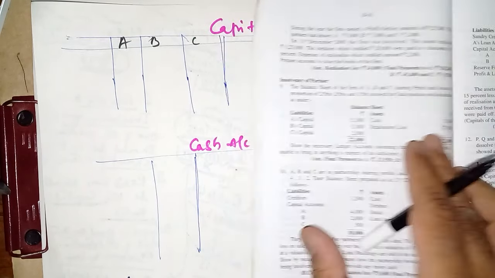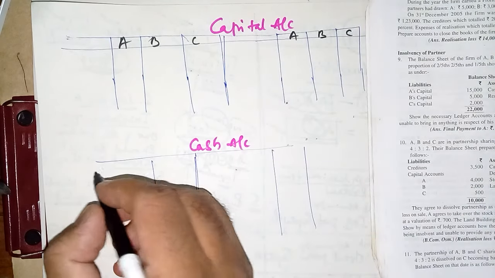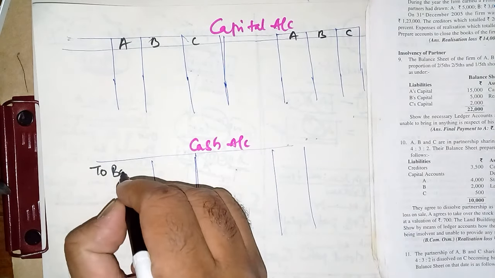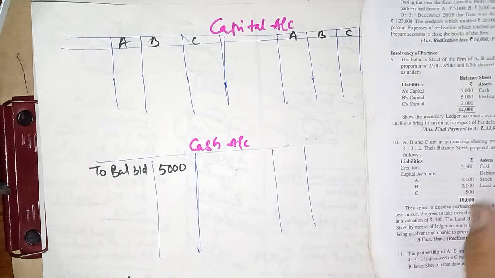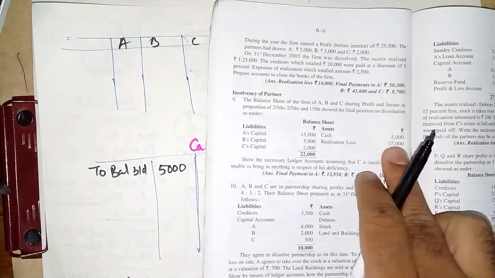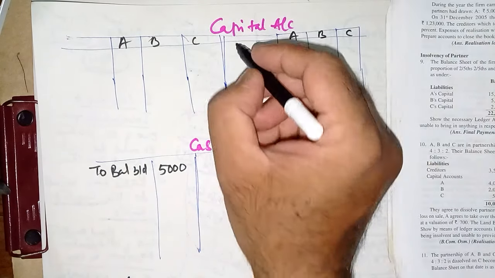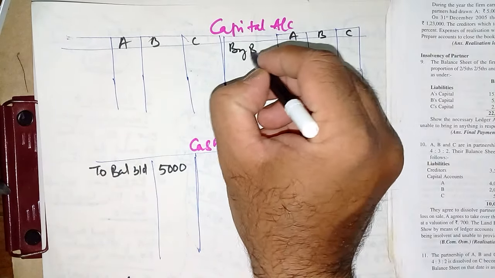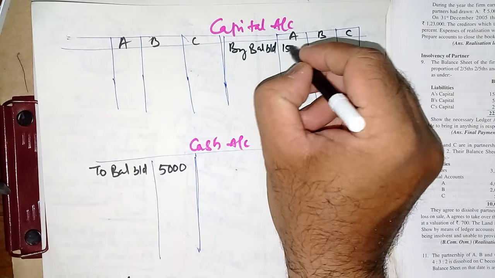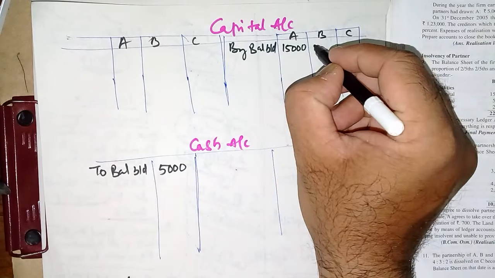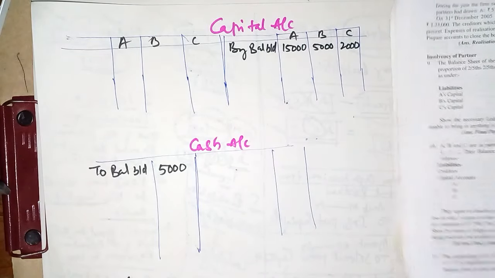First we have given capital accounts. So when you come from the asset side, first cash account. In cash account we need to write to balance brought down. Opening balance is 5,000 given in the question. This 5,000 we have written. Then capital account. Capital is credit balances, therefore by balance brought down: 15,000, 5,000 and 2,000. These are the capital balances.